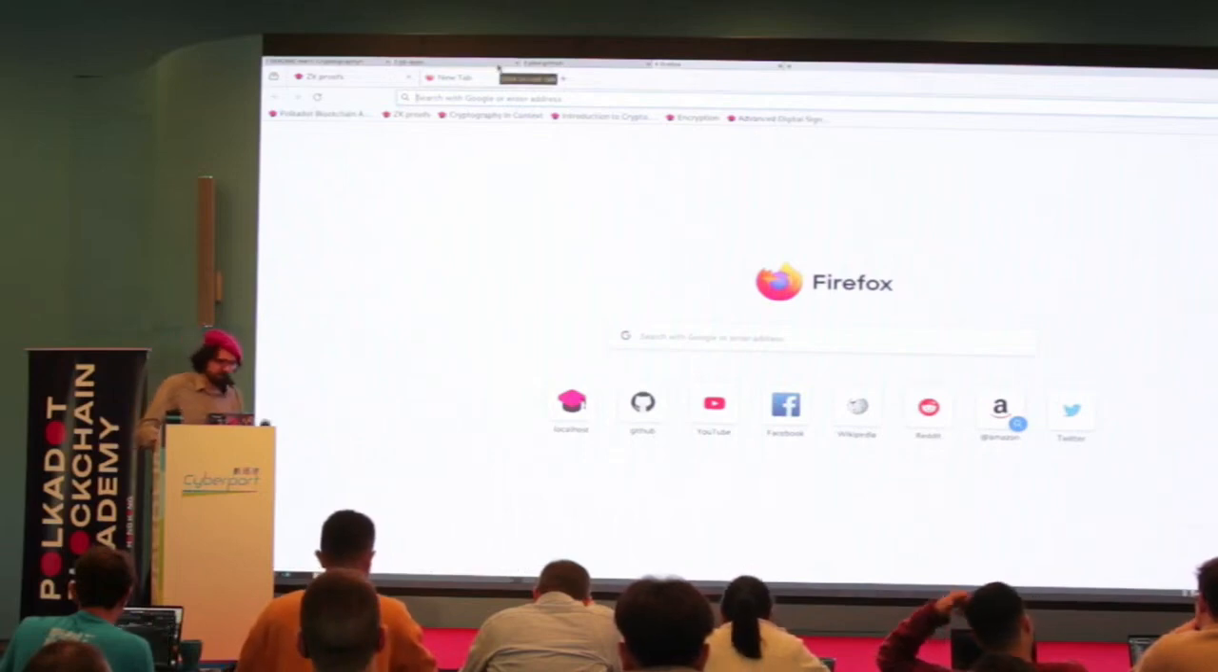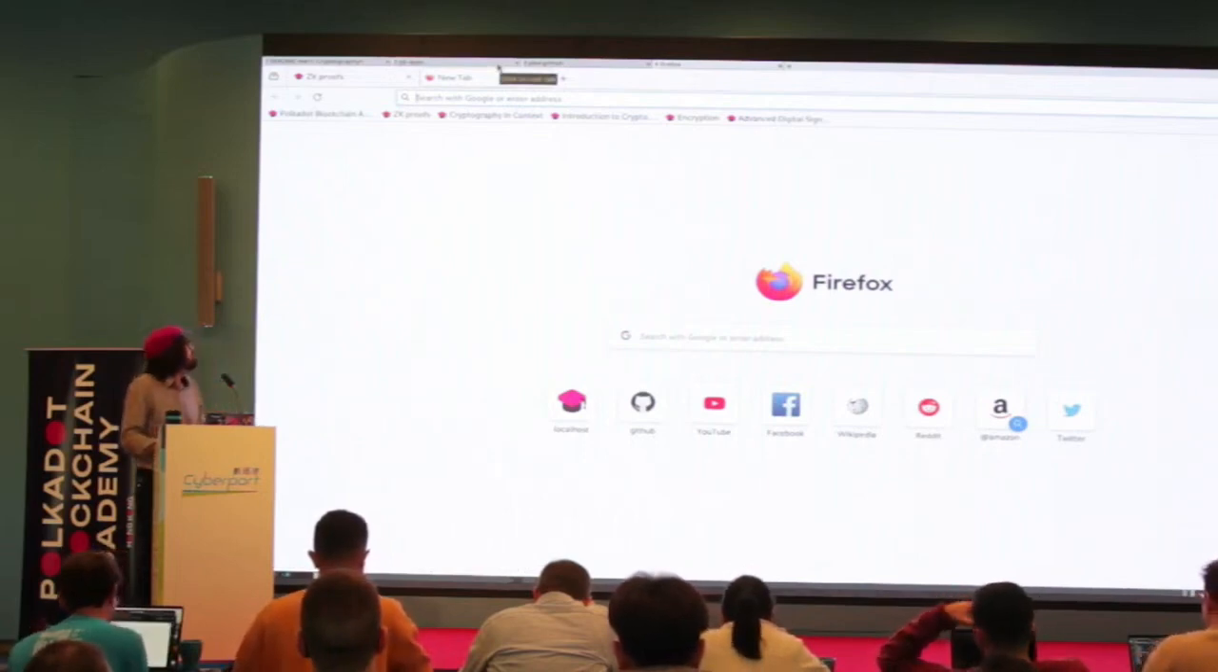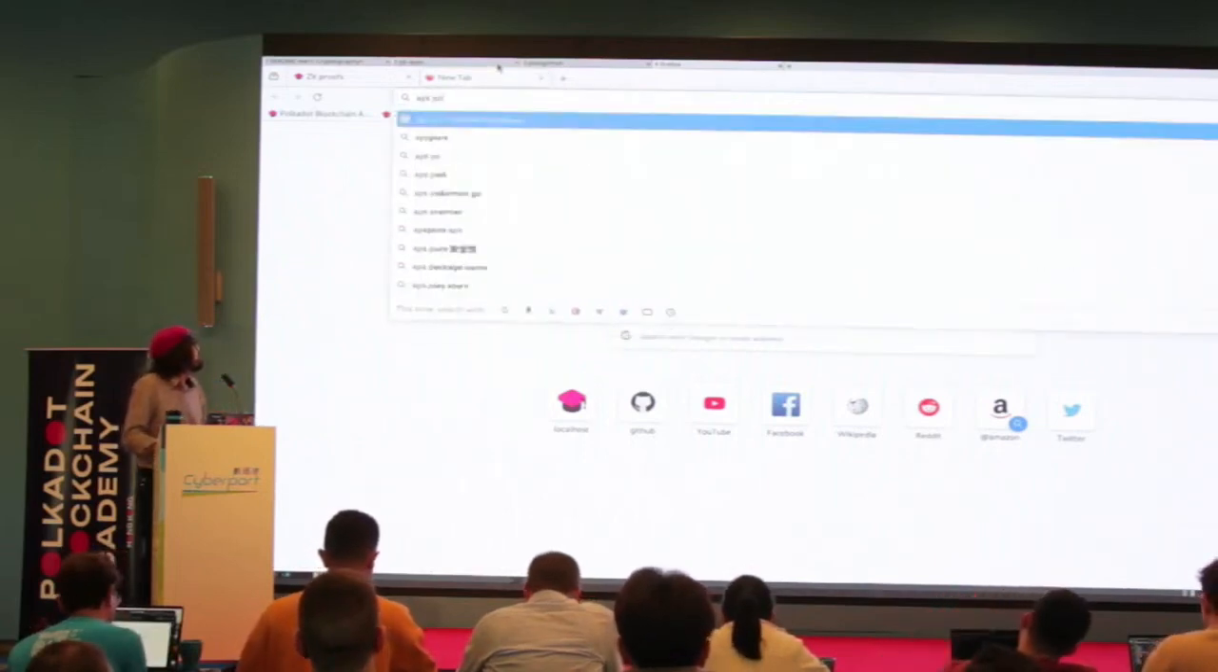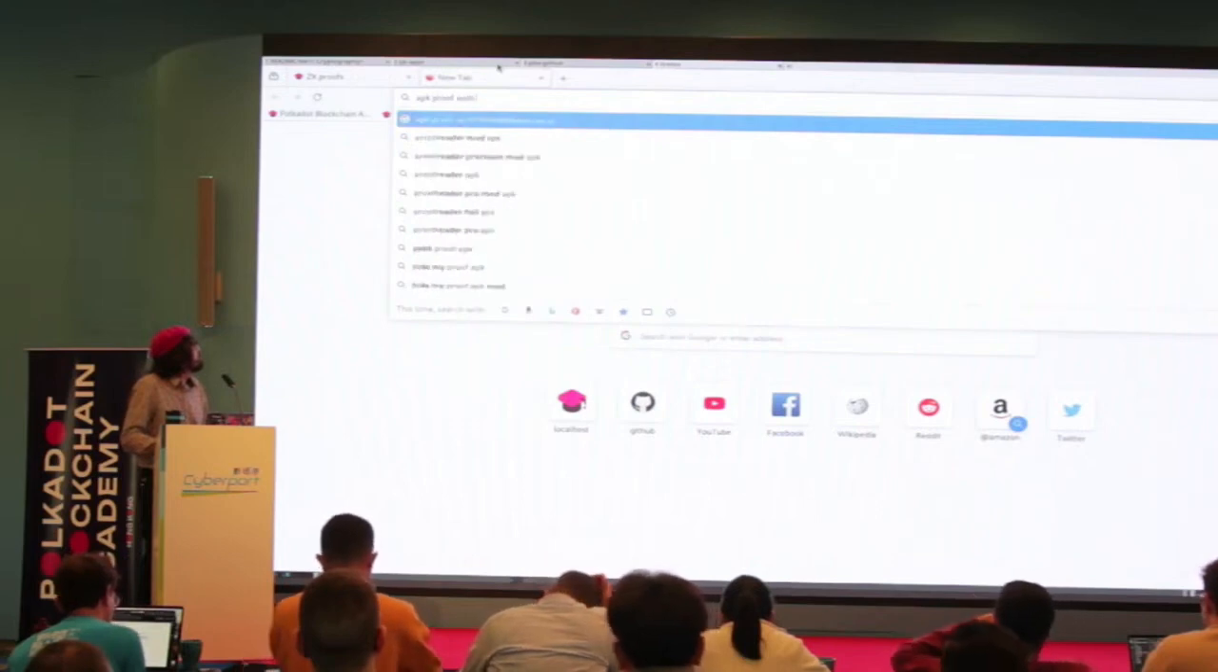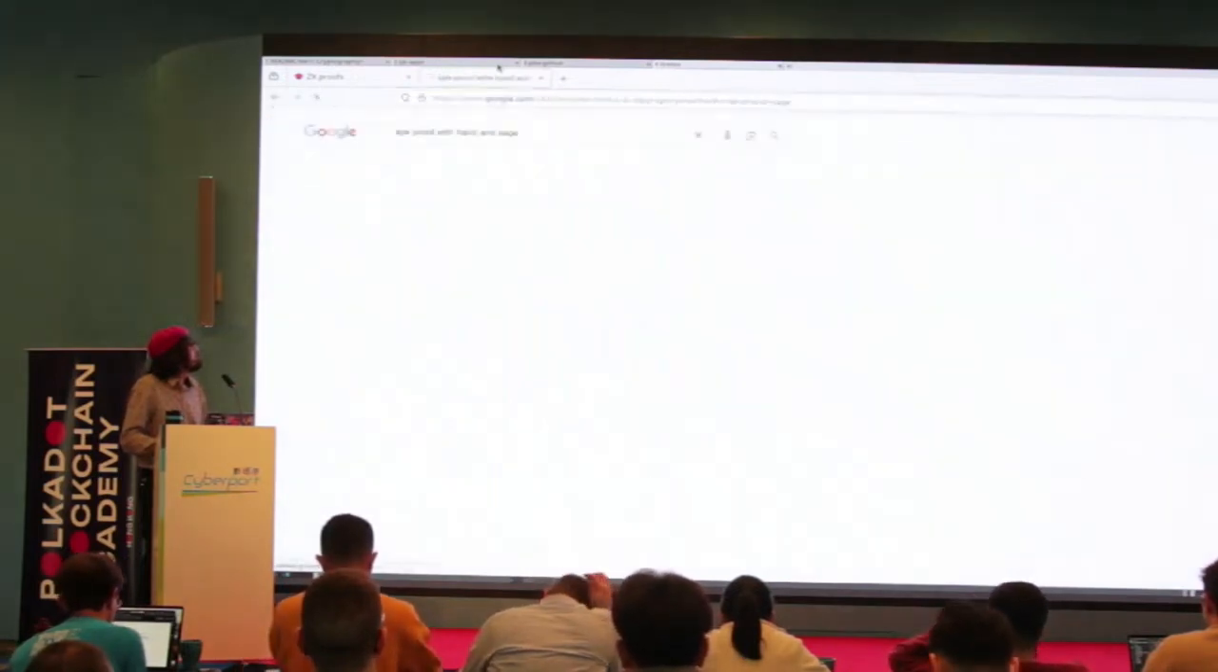I'm just showing you where it is. It's called APK proof, with Hand and Sage.